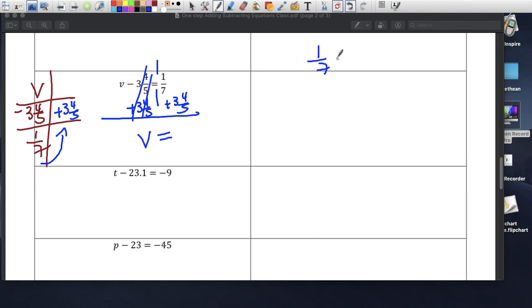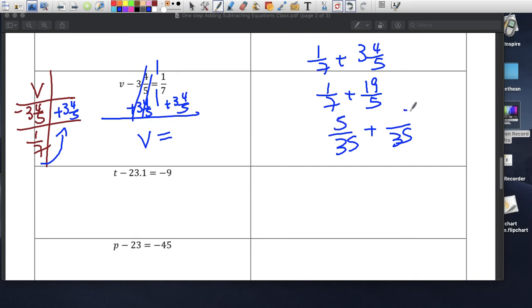So I have 1/7 plus 3 4/5. I'm going to change 3 4/5 to an improper fraction, 19 over 5. LCM is 35. It's going to be a 5, and 19 times 7 is 133. So the total is going to be 138 over 35. And that's my value for V.